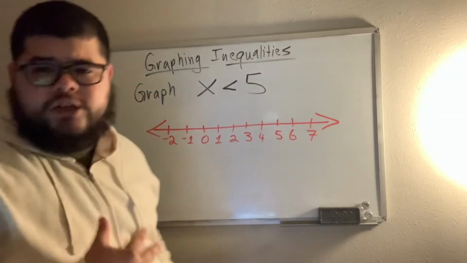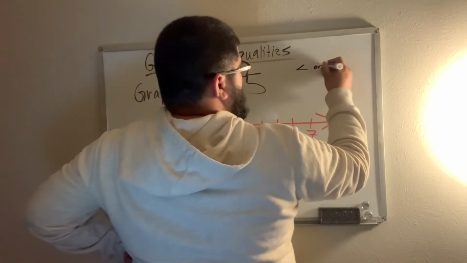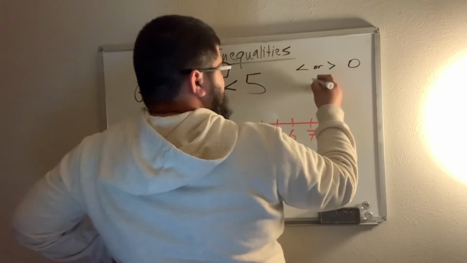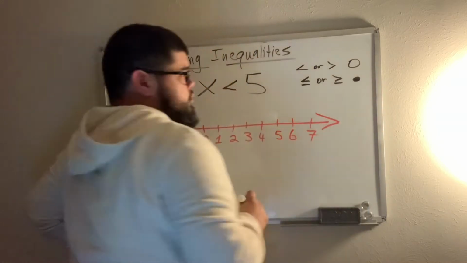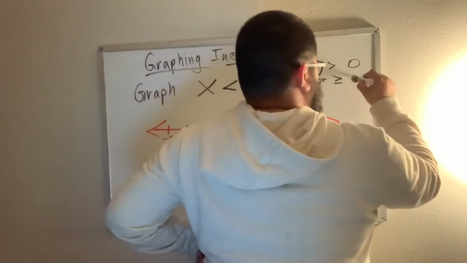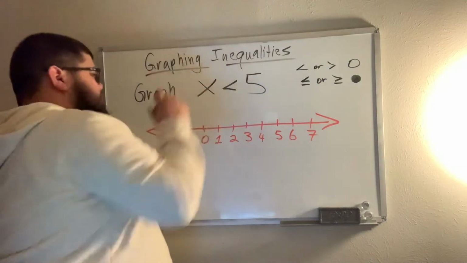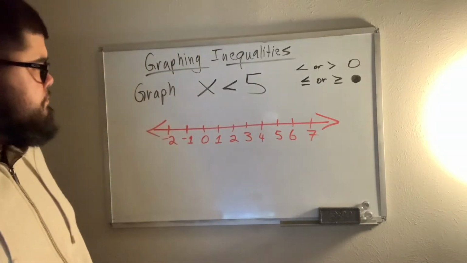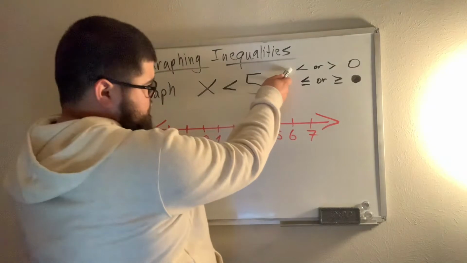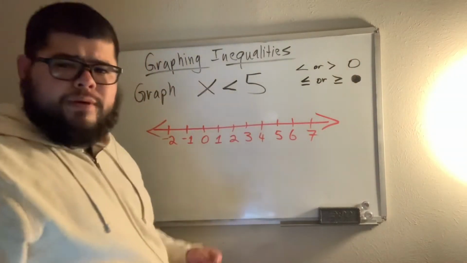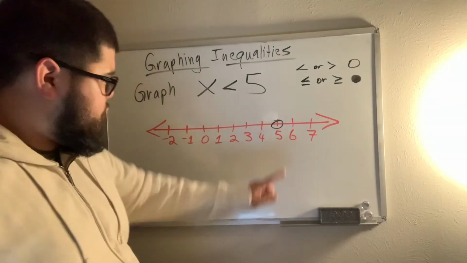We're going to use the information that we had in part 2. The information was if you have a less than symbol or greater than symbol, you're going to have an open circle. If you have a less than or equal to or greater than or equal to, you're going to have a closed circle. Make the closed circle a little bigger. All right, so what symbol do we have in our inequality? We have a less than symbol, right? And if we have a less than symbol, that tells us we're going to have an open circle on the number 5.